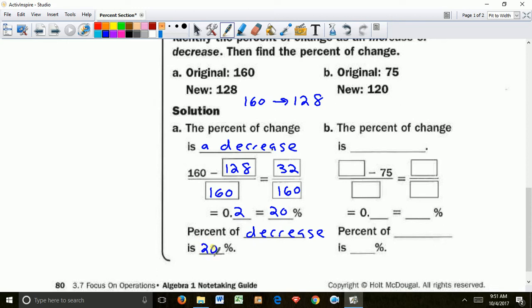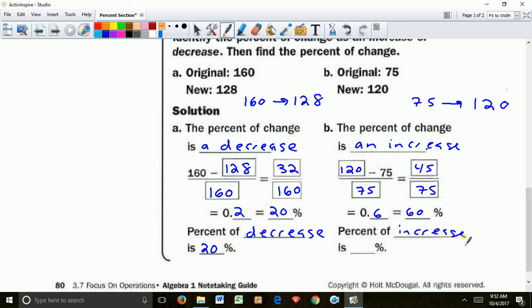If we look at the other problem, the original is 75, and we get a new value of 120. So you can see that this represents an increase. In this case, you would take 120 minus 75 divided by 75. Now we get 45 divided by 75. Represented as a decimal, you get 0.6, so we get 60%. So the percent of increase is 60%.